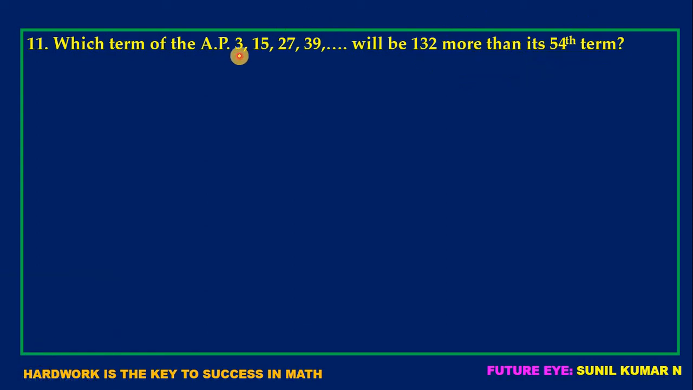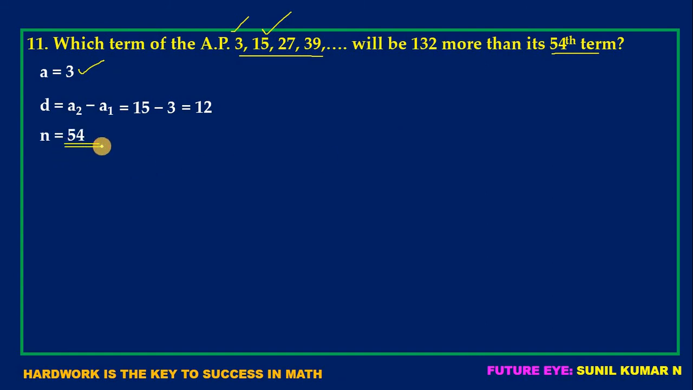So here we have the AP. From that, let us find the a and d values first, children. The a value is 3 and the d value is a2 minus a1. a2 is 15 and a value is 3. So 15 minus 3 gives 12. And here the n value is 54, children, because first we want to find the 54th term.